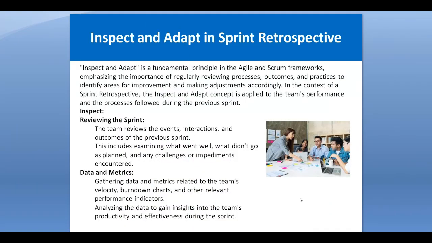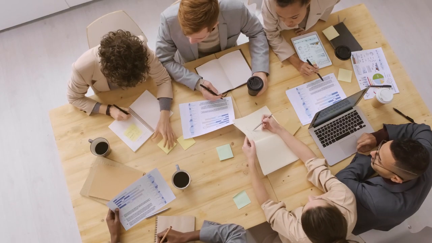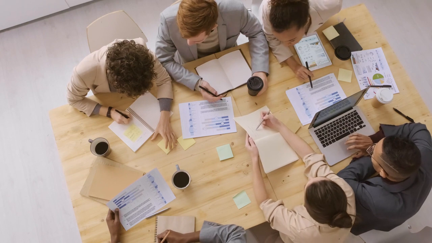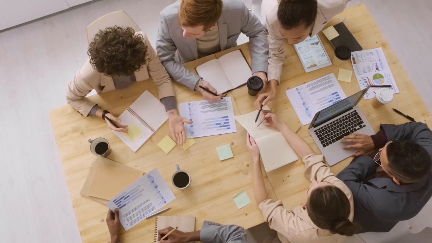That means reviewing the sprint: the team reviews the events, interactions, and outcomes of the previous sprint which has already been completed. This includes what went well, what went wrong, and what challenges, impediments, and showstoppers are there due to which issues occur. So basically it is, you can say, a postmortem session of the sprint.